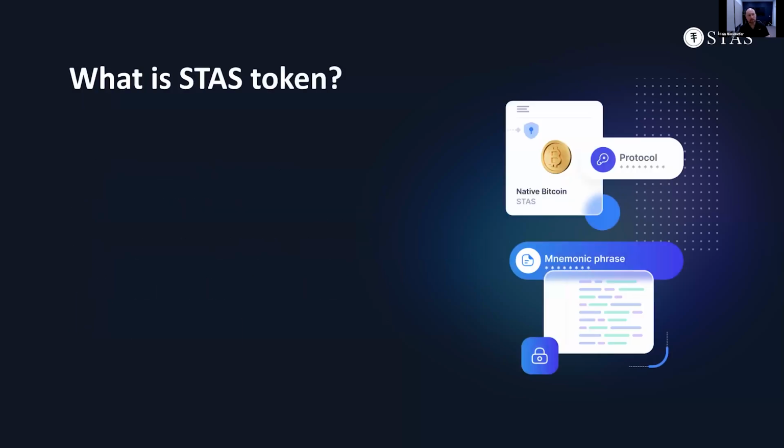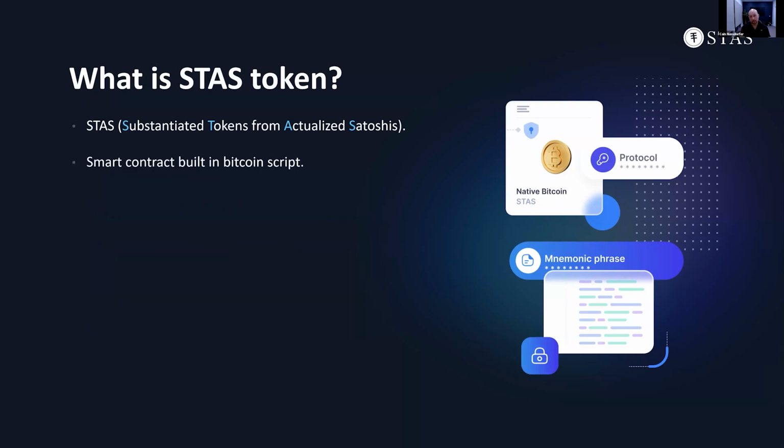Okay, so we'll just start with what is a STAS token. STAS stands for Substantiated Tokens from Actualized Satoshis, which basically means that Satoshis, being the native currency of the blockchain, we can utilize those to construct STAS tokens. That's a broad definition. But really, a STAS token is a smart contract. It's built in Bitcoin script, which is like an assembly type code.